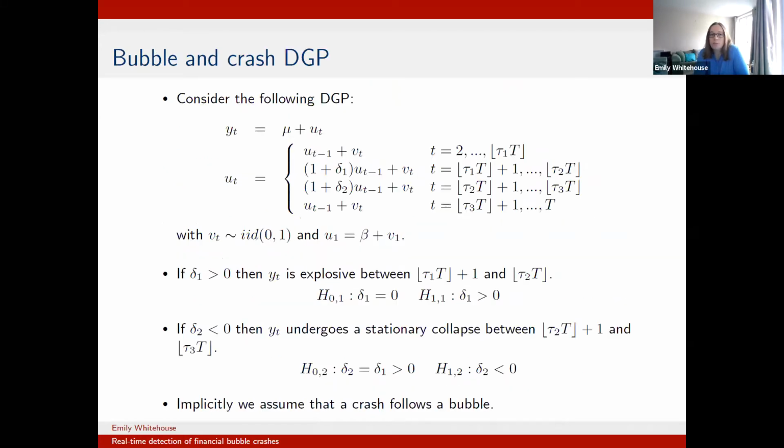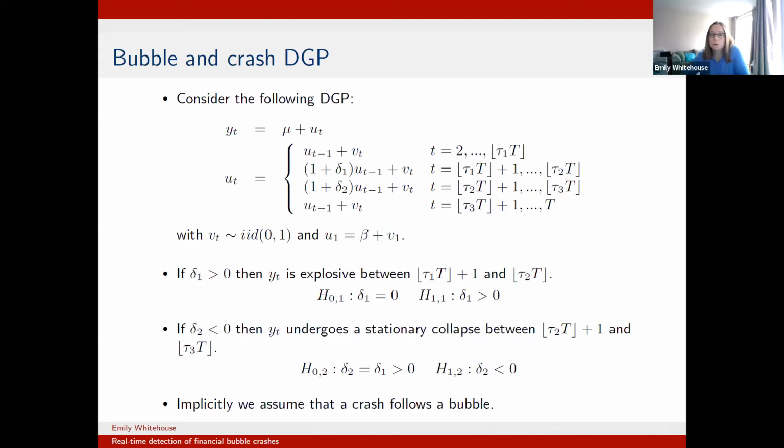So this is the DGP that we're using. We're imagining YT as a price series. It's equal to a constant and UT, where UT is an AR1 process. UT follows a random walk up to tau1T, where tau1 is some proportion of our sample.